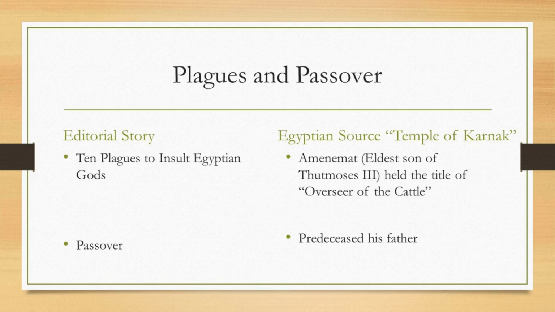And then the fourth Egyptian plague was that of flies that got into absolutely everything. And this insults Khepri, the Egyptian god of creation and of the movement of the sun and rebirth. Khepri, the Egyptian god, had, you guessed it, the head of a fly.